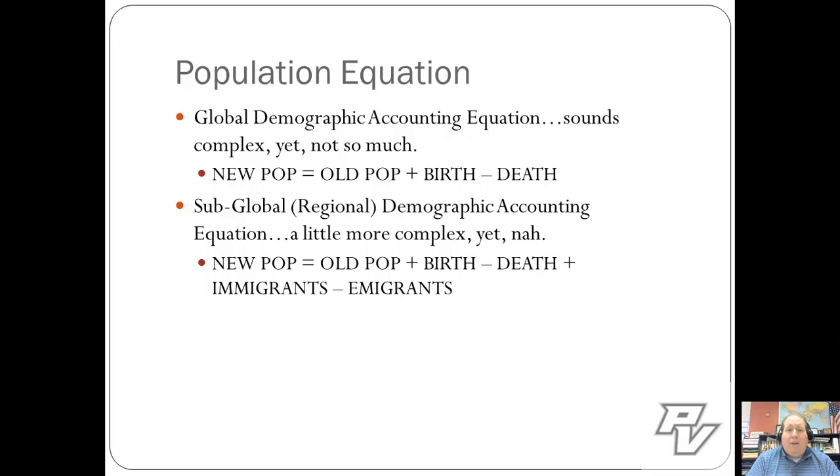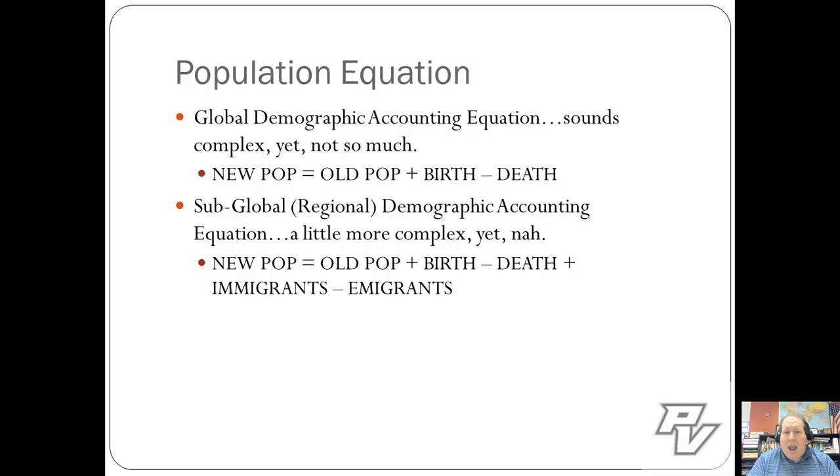Our new population will equal our old population plus the number of births minus the number of deaths. Seems pretty reasonable. Now, that's looking at the entire planet. But let's say we wanted to look at a region or a smaller scaled unit, such as a city.